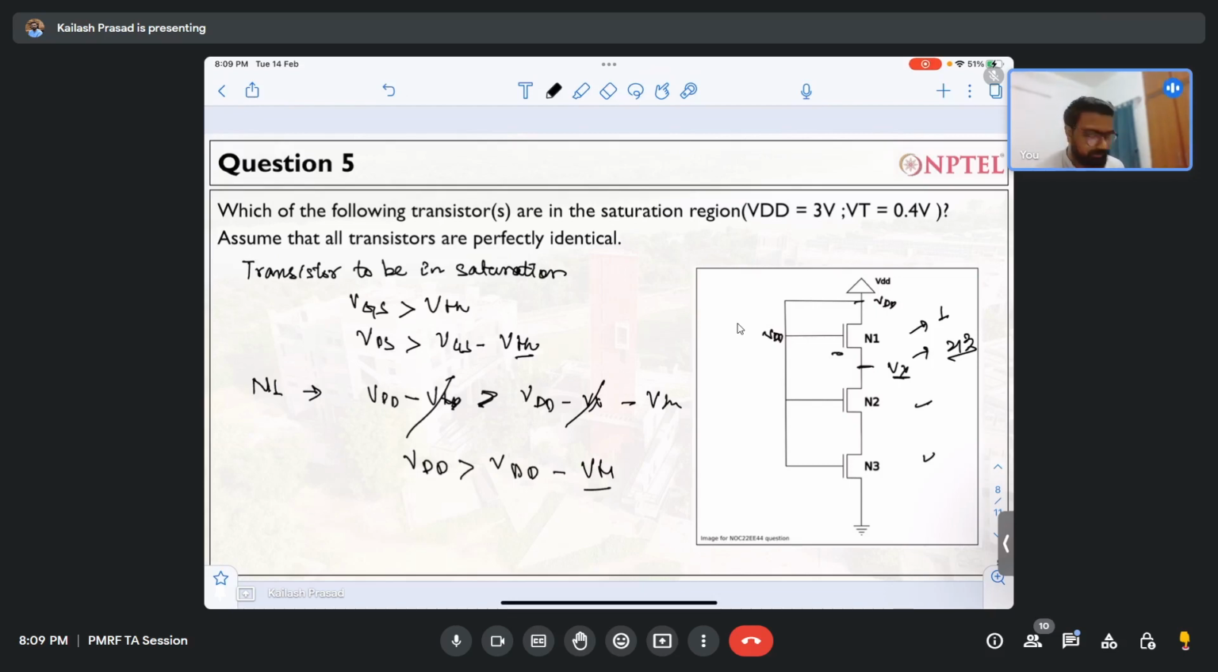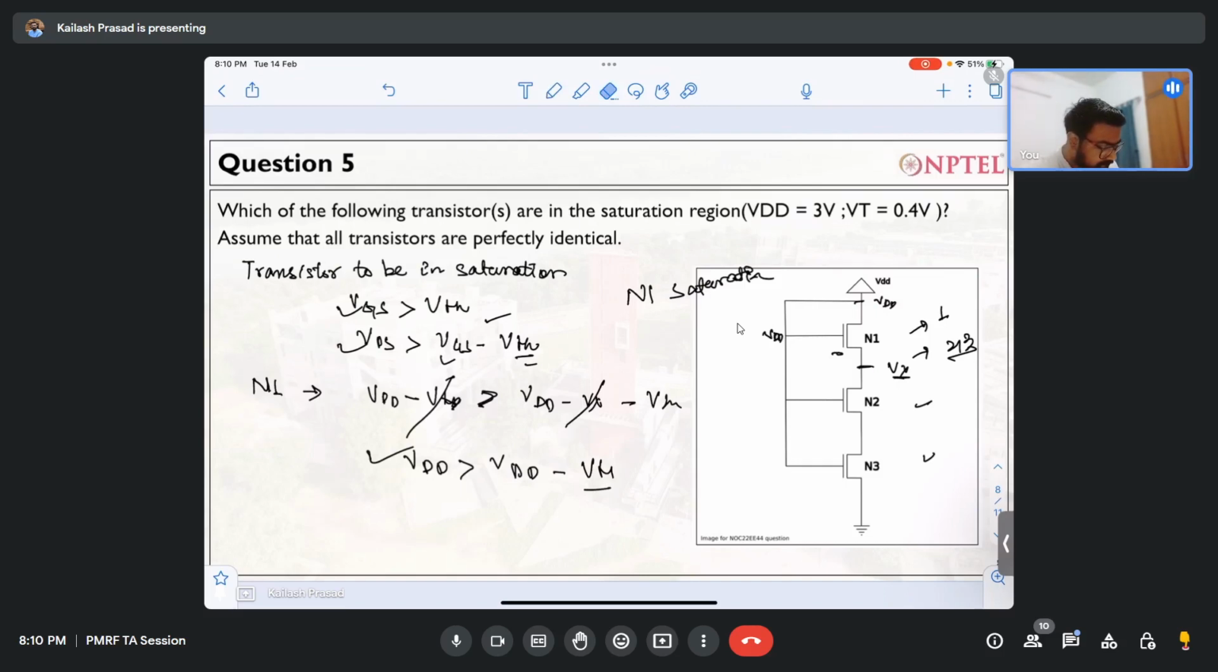So the thing is, VDS is greater than VGS minus VTH, and we are also saying that VGS is greater than VTH. Because if that is not the case, then the transistor won't be on. So that should be there. So the thing is N1 is in saturation. That is a correct statement, because the statement which we have derived says that N1 is in saturation. Now the question is, what about N2?